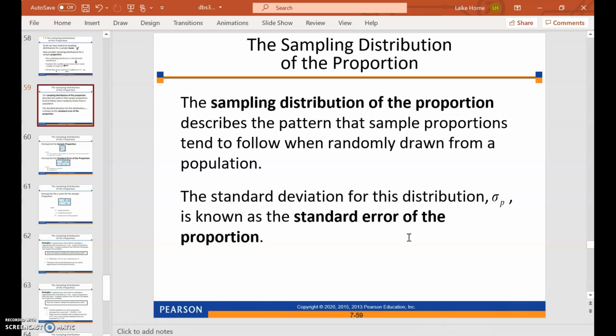So the sampling distribution of the proportion is going to describe the pattern that proportions follow when randomly drawn from a population. So we're still talking about samples and population, but this time it's not a mean, we're talking about sample proportions. The standard deviation for this distribution is still going to be the sigma, but you're going to have a p, because that is the standard error of the proportion.